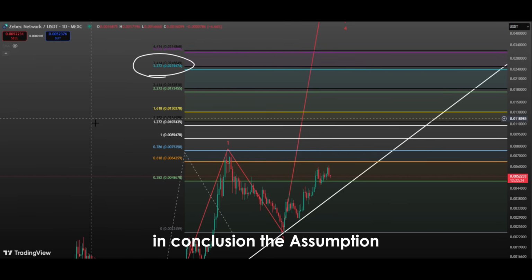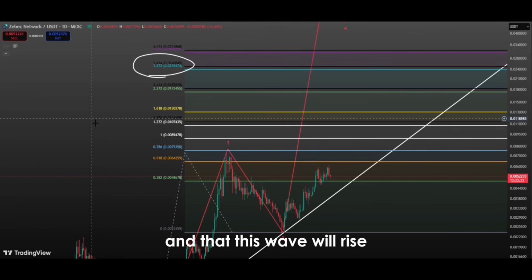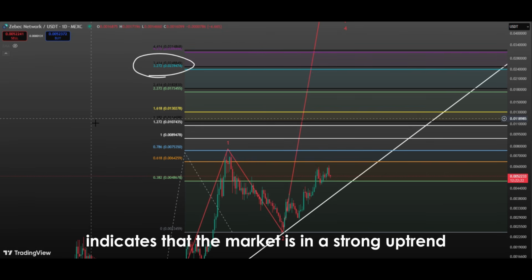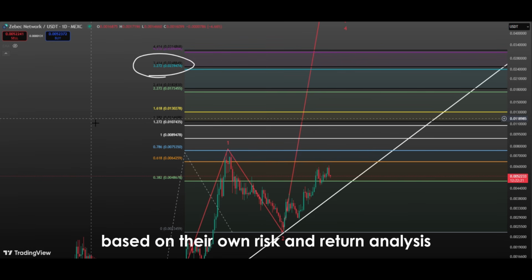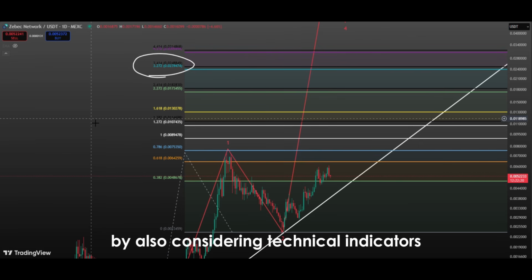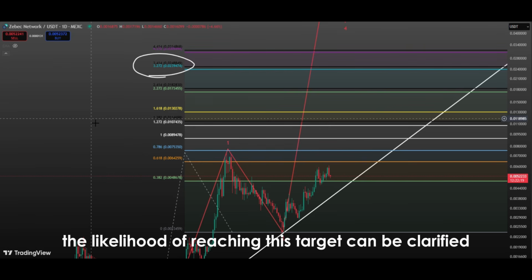In conclusion, the assumption that the price is currently in the third wave and that this wave will rise to the 3.272 Fibonacci extension level indicates that the market is in a strong uptrend. Investors can use this information to adjust their positions based on their own risk and return analysis. By also considering technical indicators, volume analysis, and other supporting signals, the likelihood of reaching this target can be clarified even further.